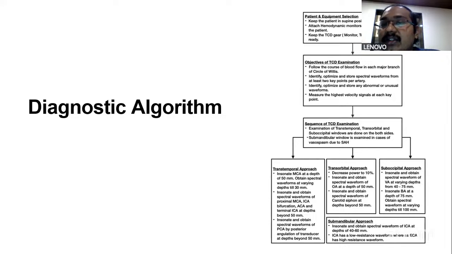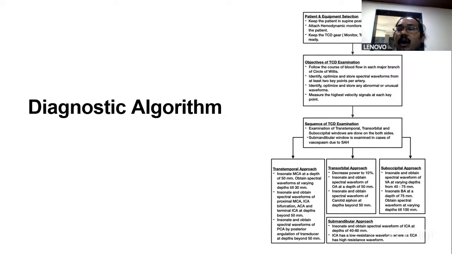We need to keep the patient in supine position and attach the hemodynamic monitors, because we understand that cerebral circulation doesn't happen in isolation. Many times it is coupled with the cardiovascular hemodynamics. So it is very important to have a blood pressure monitor, saturation, and ECG attached to the patient, and we interpret these waveforms in relation to these hemodynamic variables. Once the patient is supine and the monitor is attached, the TCD gear is to be applied: monitor, transducer and headset.